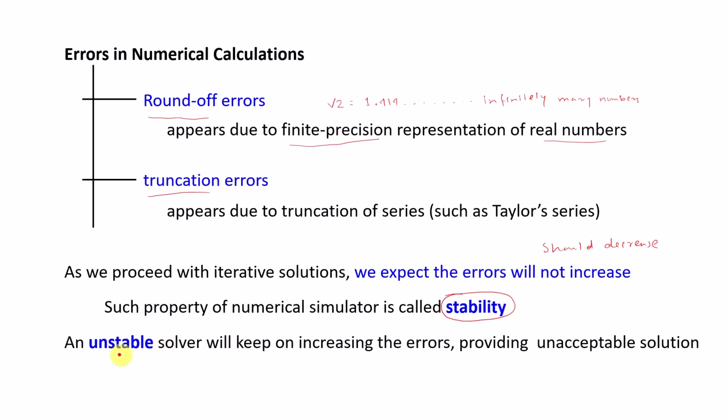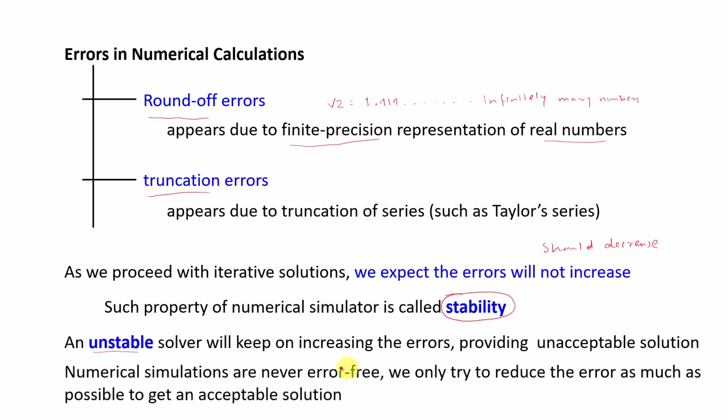If the algorithm is unstable, then the solver will keep on increasing the errors, and eventually, in fact very quickly, you will see that errors will become unbounded, extremely large, and your solution will be completely unacceptable. That will have no practical value. So all numerical simulators must be stable. This is a very important property, and we'll discuss this more as the course progresses.